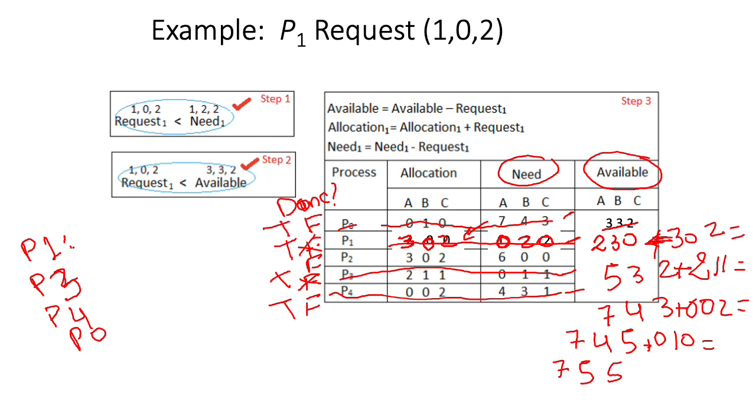And lastly, P2, it's requesting 600. We do have that in the system. So P2 is next, and then we're going to end up with 755 plus 320, which is 10 instances of A and 5 instances of B and 7 instances of C. And this process is done, and we set the state to true.